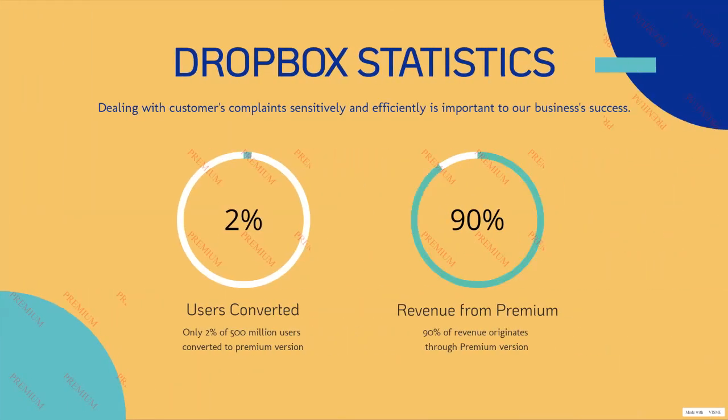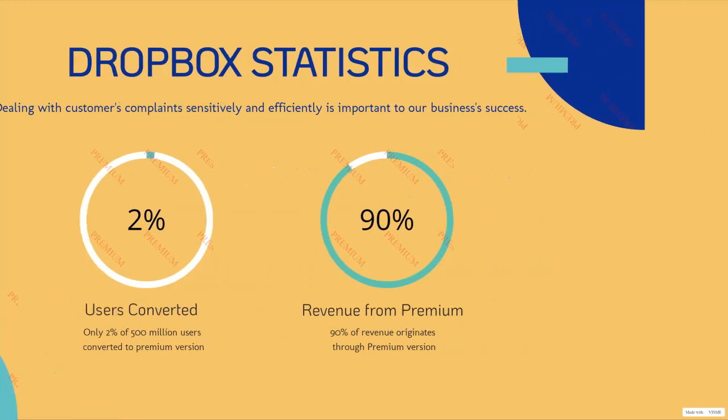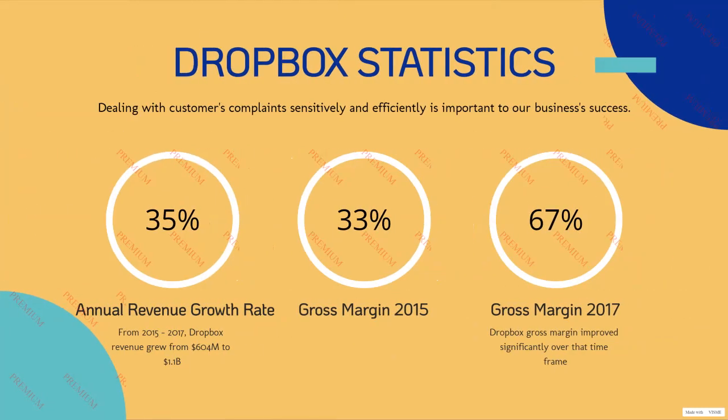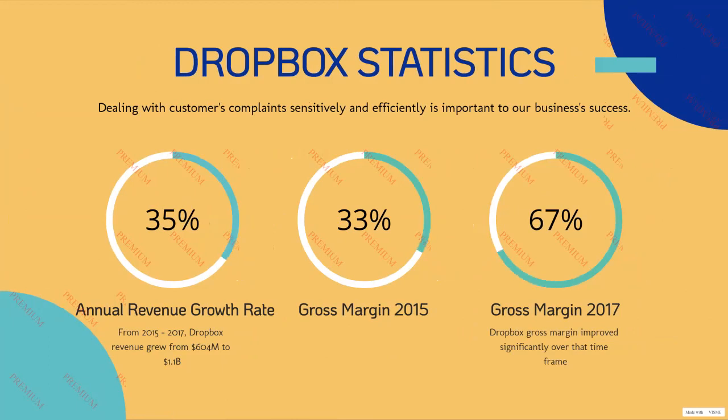Here are some statistics that show how successful Dropbox is in using the freemium strategy. Even though only 2% of its 500 million users converted to a paid plan, 90% of Dropbox's $1 billion revenue comes from this source. From 2015 to 2017, it achieved an annual growth rate of 35% and managed to double its gross margin from 33% to 67% in 2 years.